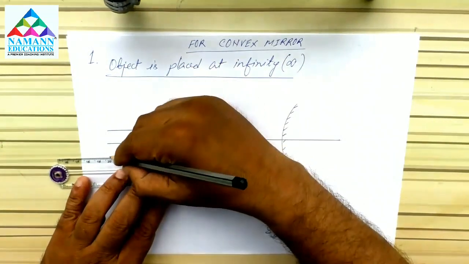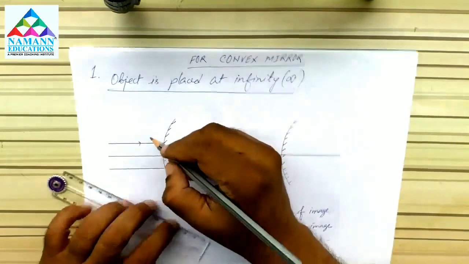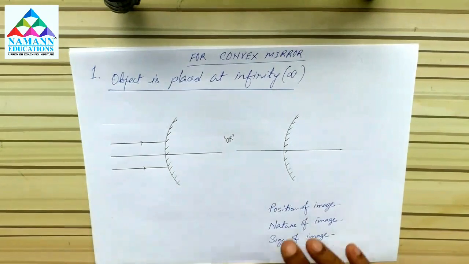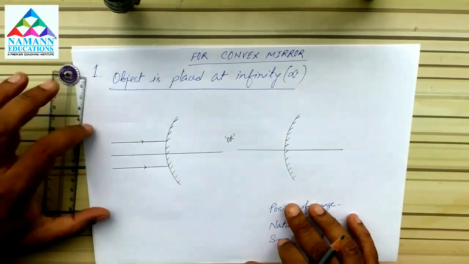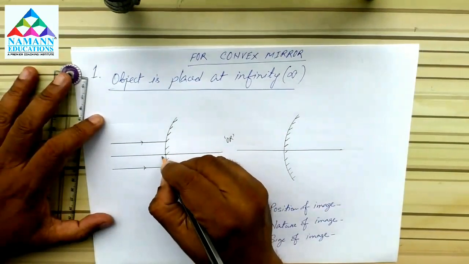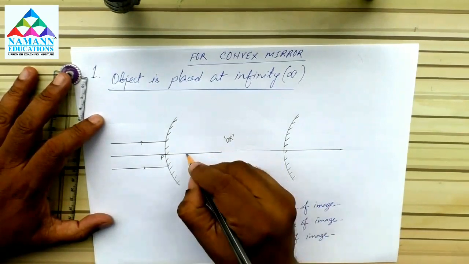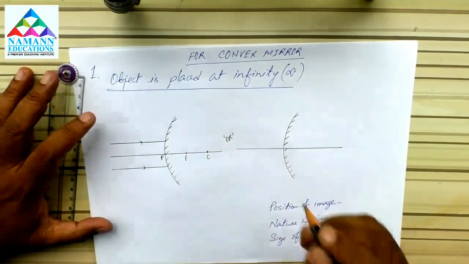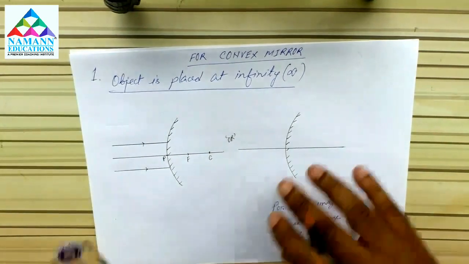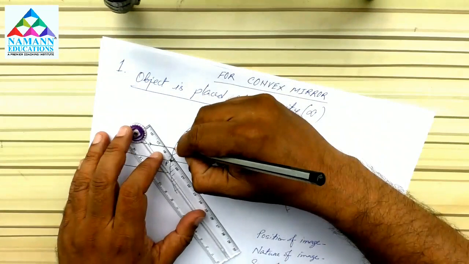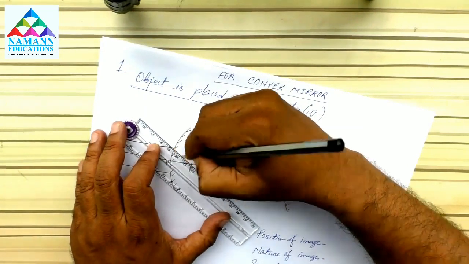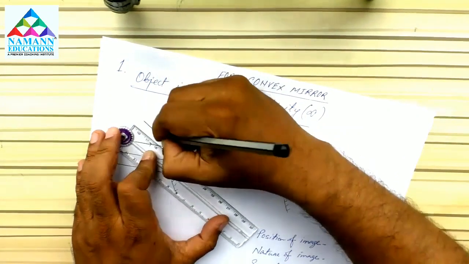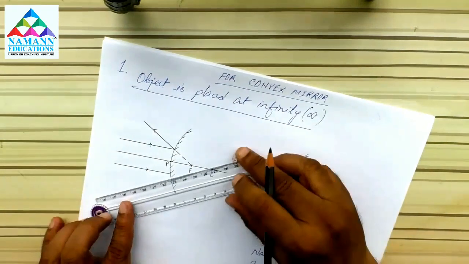Incident light rays parallel to the principal axis. If incident light rays are parallel to the principal axis, then here we will have to do the marking, this is pole and focus, center of curvature with measurement. You will have to do the marking. And these light rays, after reflection, appear to diverge from focus according to the rule. These light rays appear to diverge from focus, principal focus.